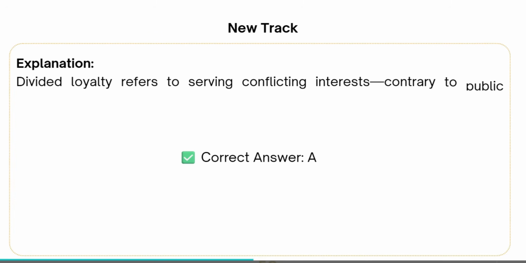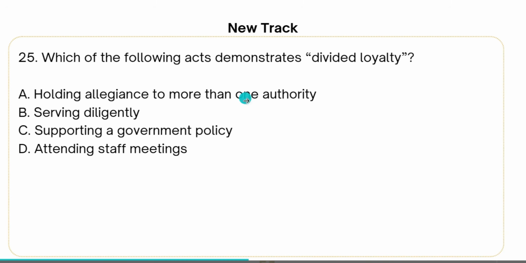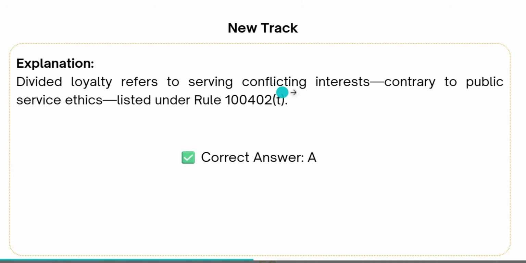The right option is option A, which says holding allegiance to more than one authority. You are serving the government and you are serving another government. This is disloyalty, and it is a divided loyalty and is punishable. Divided loyalty refers to serving conflicting interests contrary to public service ethics, and it is listed under Rule 1004, paragraph 2T. So the right option is option A.